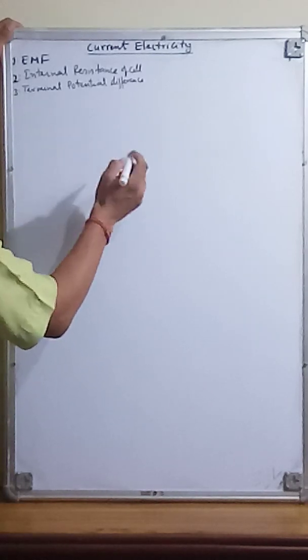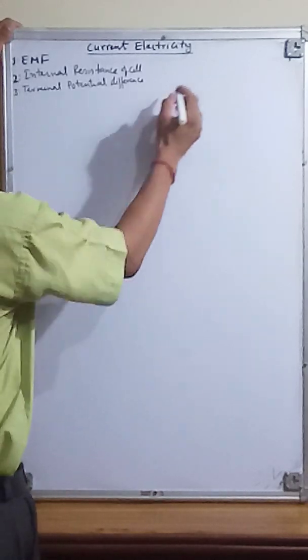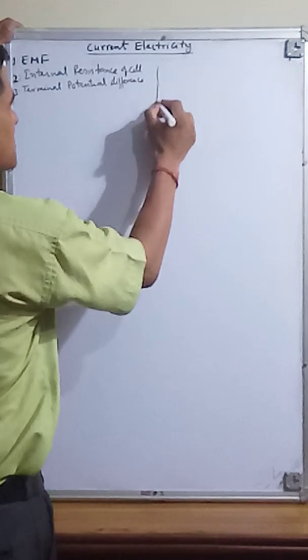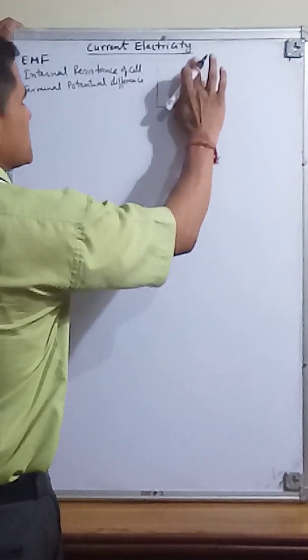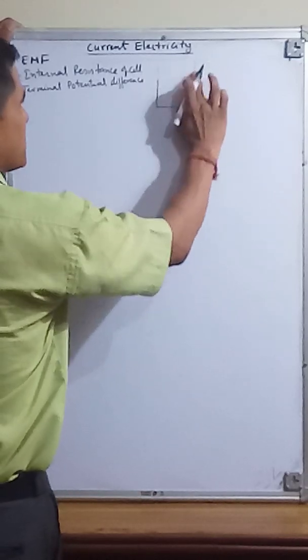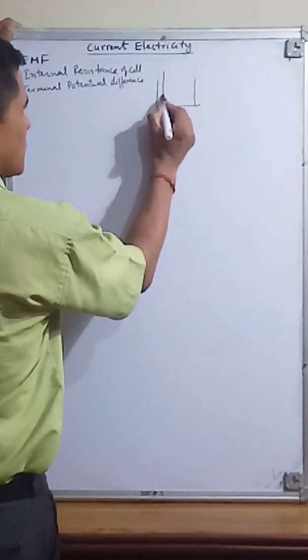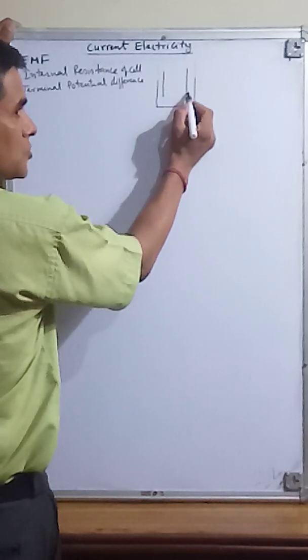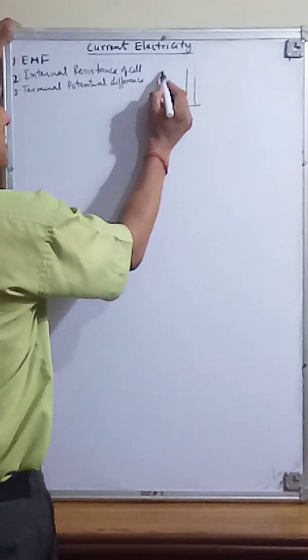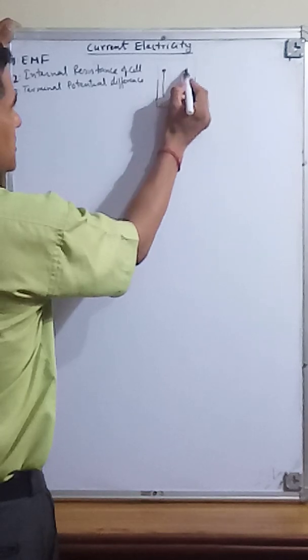First of all, I will discuss how to represent a cell. Suppose, look at this one. This is an electrochemical cell. This is the outer vessel of the cell. This is one electrode. There are three things in a cell. One is the negative electrode, the other is the positive electrode. The negative electrode is called the anode, the positive is the cathode, and these are the terminals.